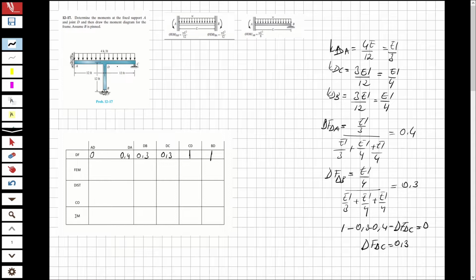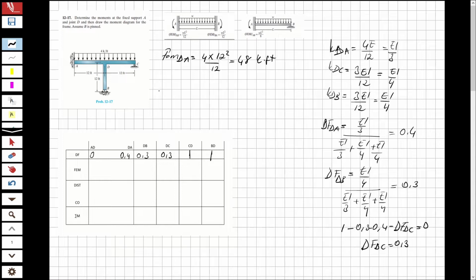So let's find the fixed end moments. For DA, it will be wL squared over 12, which is 4 times 12 squared over 12, and it will be 48 kip-feet, sorry.